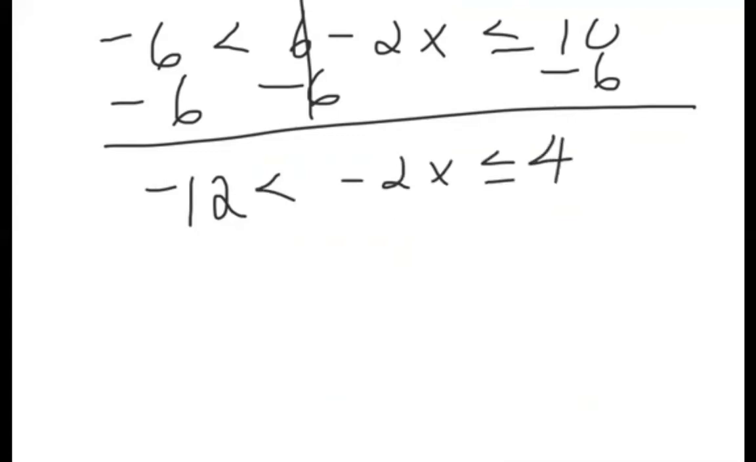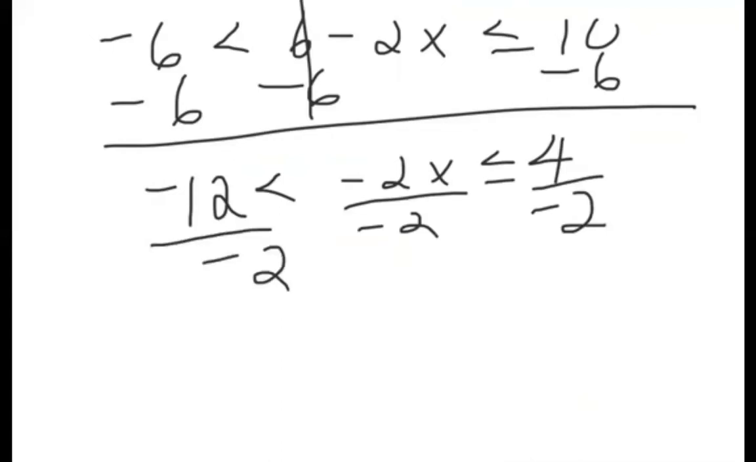Now you want to divide everything by negative 2. Guys, be careful because you're dividing by a negative. You're going to have to flip the inequality symbols, okay? So the 2's cancel out in the middle, leaving you with x. 4 divided by negative 2 is negative 2. Negative 12 divided by negative 2 is 6.